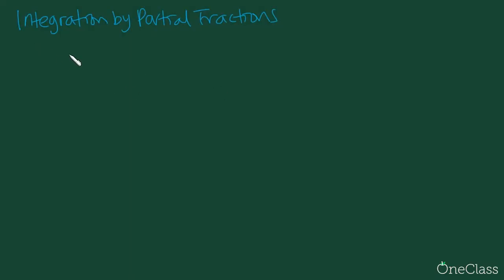Integration by partial fractions is used to take the integral of a rational function. For example, if we've got an integral of f(x) over g(x) dx, it's some kind of polynomial at the top and some kind of polynomial at the bottom. Then what you can do is factor the bottom into smaller pieces. Factoring means putting them into forms of multiplication.